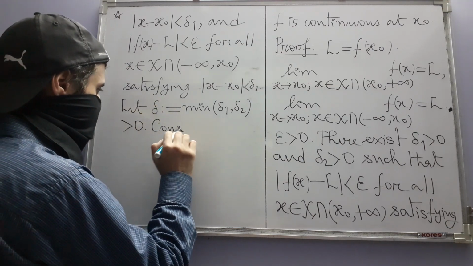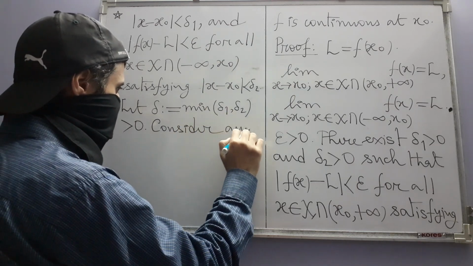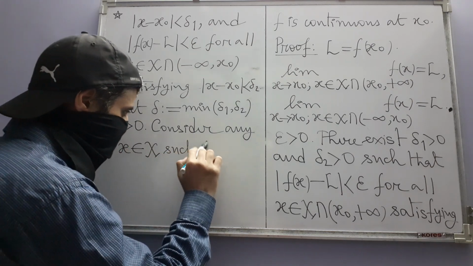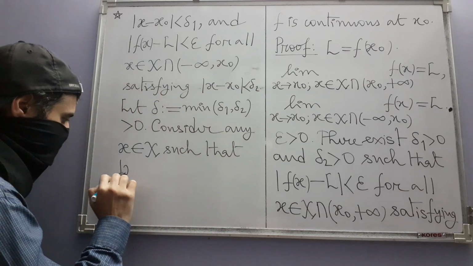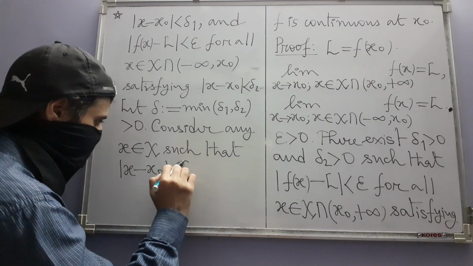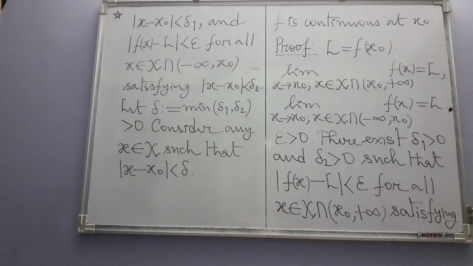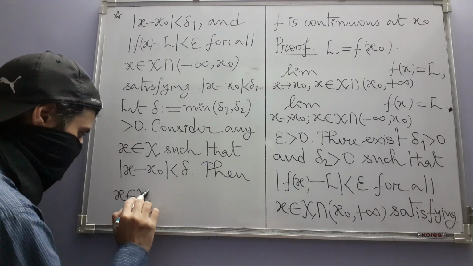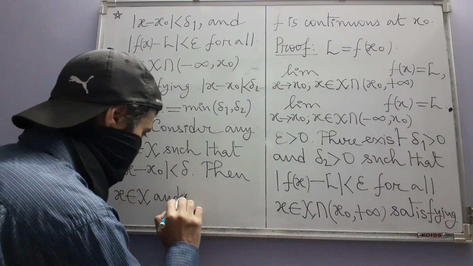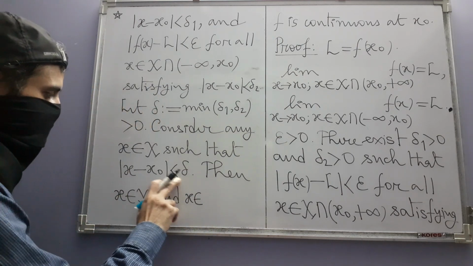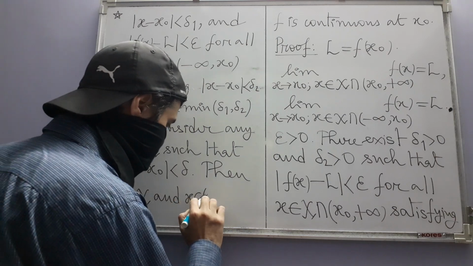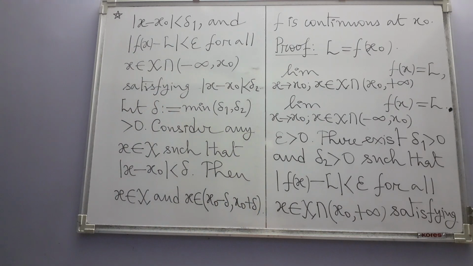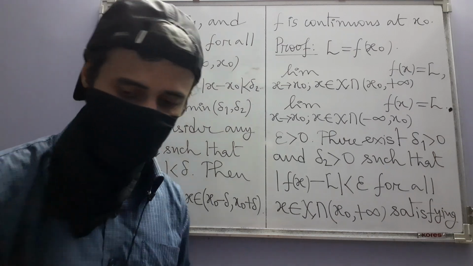Now consider any point x in x such that the distance between x and x naught is less than this new delta, then x belongs to x and x belongs to, you see, satisfying this inequality is equivalent to x belonging to this open interval, right? x naught minus delta comma x naught plus delta.